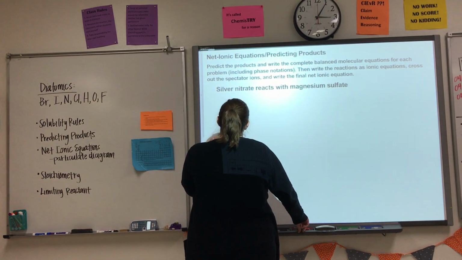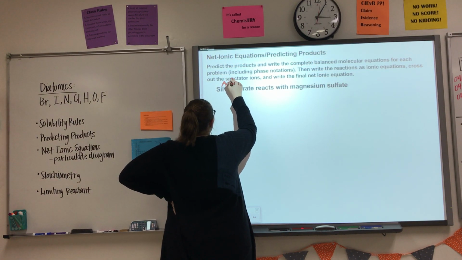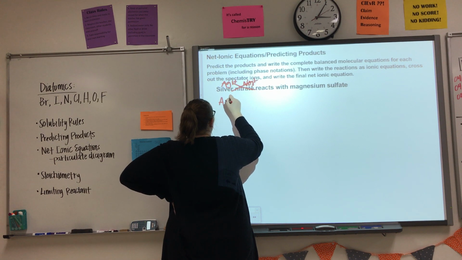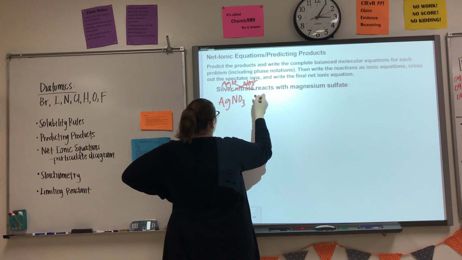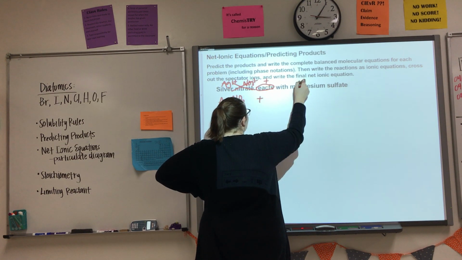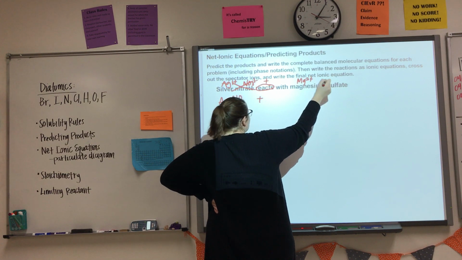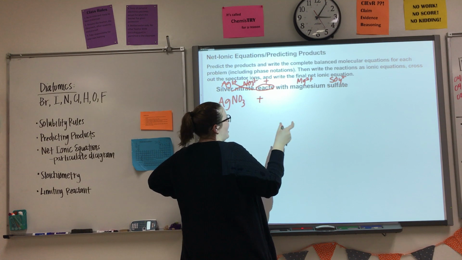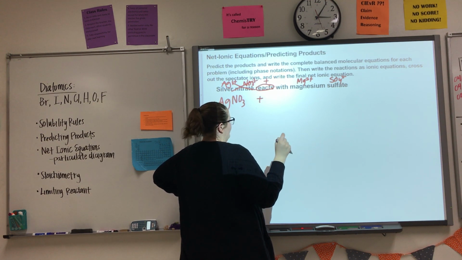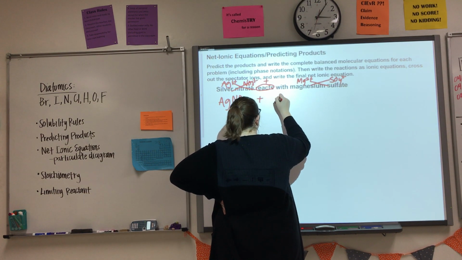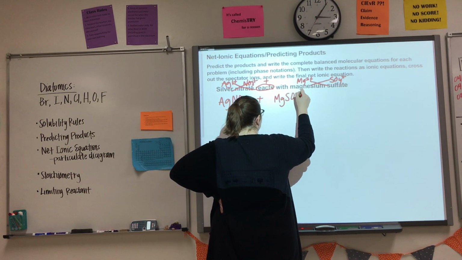We're going to go ahead and write out what we have. So silver, which is Ag1+, nitrate, NO3, 1-. So 1 to 1, AgNO3, reacts, which again just means plus, magnesium, Mg, 2+, sulfate, SO4, 2-. Notice it's a sulfate, which is the polyatomic. Sulfide refers to sulfur, but this is sulfate. So a 2 to 2, so you get MgSO4.